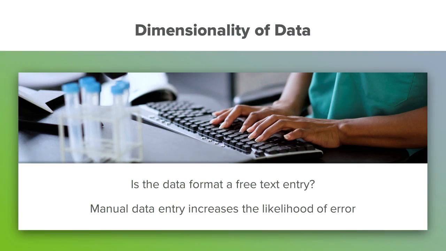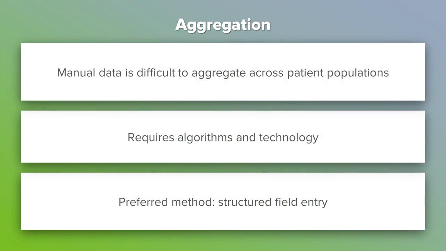Some additional points to think about is whether the data format was free text entry. For example, a clinician types a value into the electronic health record. This manual data entry can increase the likelihood for error. Somebody could misspell or inadvertently transpose two letters, and a computer won't know the difference between those. In addition to errors, this data is notoriously difficult to aggregate across patient populations. Aggregation can be done with natural language processing of the text. This requires, however, appropriate algorithms and technology, and if done incorrectly, can be very error-prone.